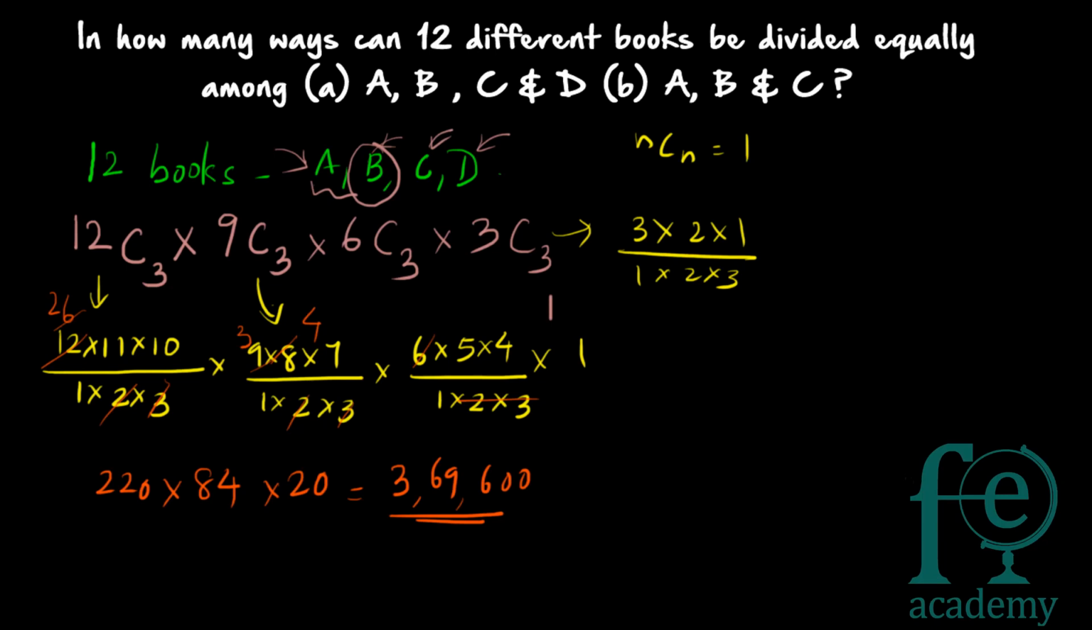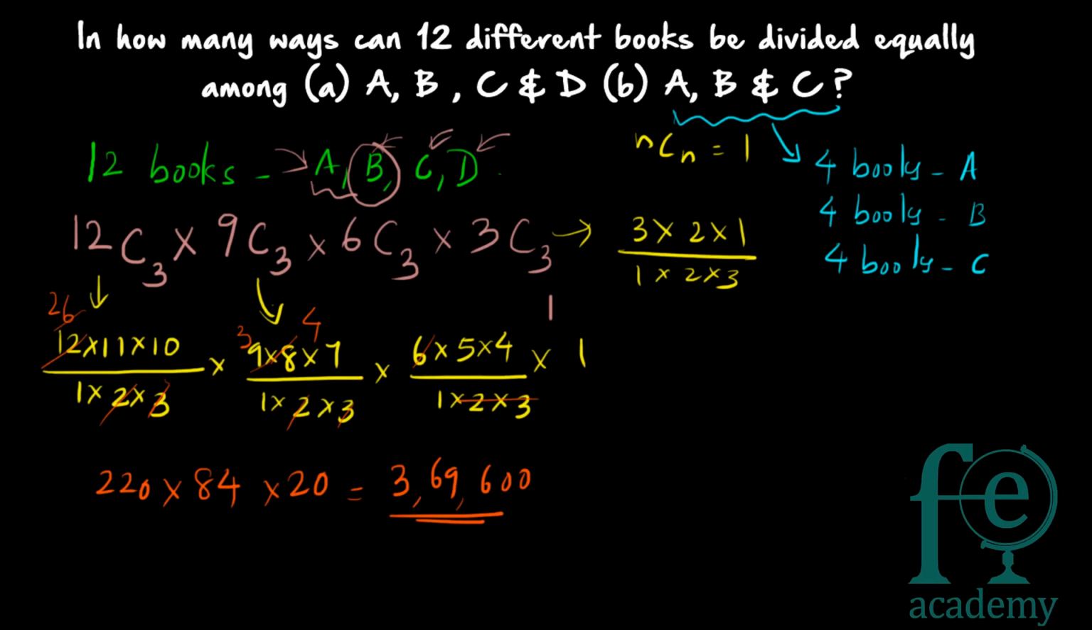Now the second part is how you can divide the same 12 books among 3 people. How can it be done? 4 books given to A, then the next 4 books given to B and 4 books given to C. So here also it is multiplication, because 4 books given to A and 4 books given to B and 4 books given to C. So it is a case of multiplication.